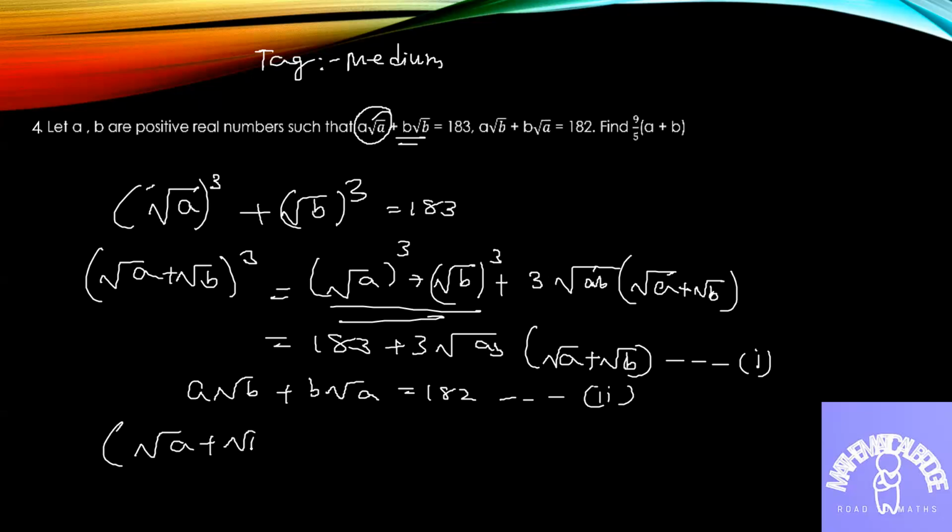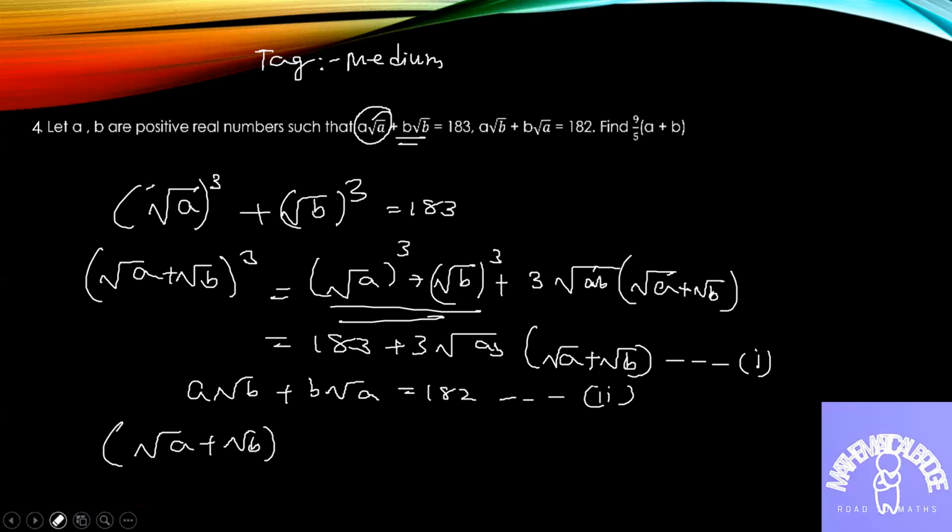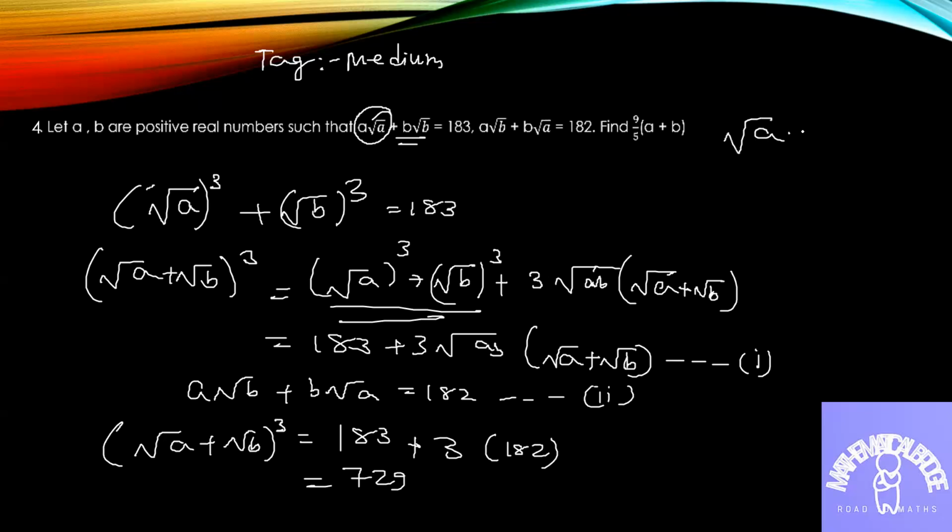(√a + √b) whole cube, sorry, my pen is not working properly, no problem, is nothing but 183 plus 3 times 182. Try to observe very carefully. So we can evaluate it as 729. So this simply means √a + √b is nothing but 9.